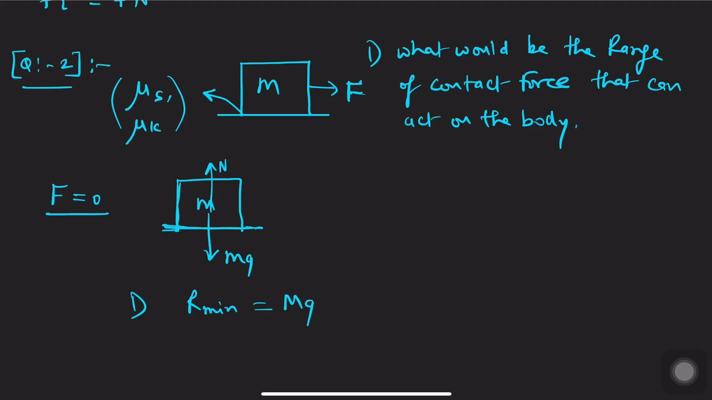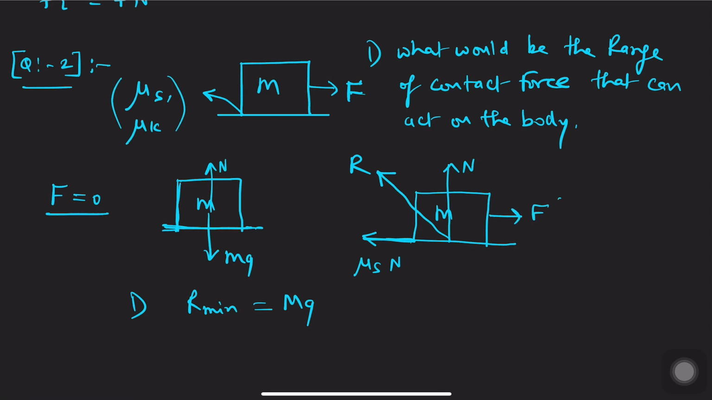Now the second thing is the maximum friction force that can act on the body. You remember, that is mu s into N. That is the maximum force that is possible, and N is your normal force. So the maximum contact force that you can create is if you apply a force which is greater than FL, okay, in that case, sorry, one minute, just let me do that.